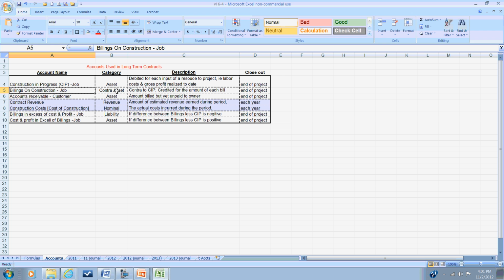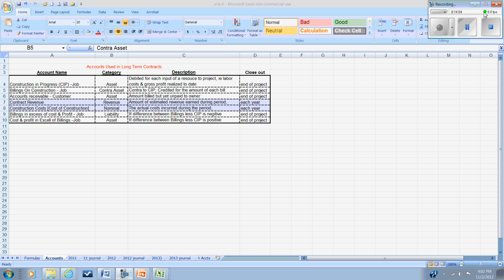Billings on Construction is a contra asset against our construction in progress. So it's not a contra asset against the accounts receivable. Each period, we will recognize some contract revenue. And just like any revenue account, this is a temporary account that is closed out at the end of the year.